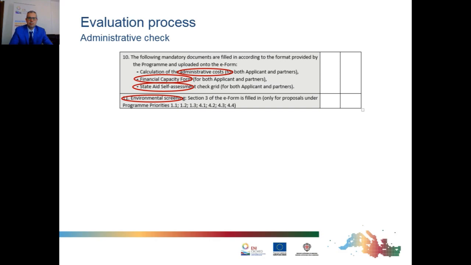Last but not least, during the administrative check, we will verify if the environmental screening, which corresponds to a specific section of the e-form, which is section number 3, has been filled in. Please note that this environmental screening is compulsory for priorities 1.1, 1.2, 1.3, 4.1, 4.2, 4.3, and 4.4.